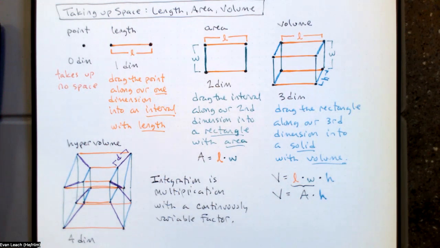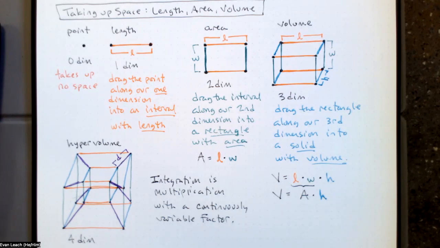This is why we want to start building calculus, because integration is multiplication with a continuously variable factor. One of the factors is continuously variable. What this means is that integration represents addition, because addition is what we do when we can't do multiplication because things are variable.